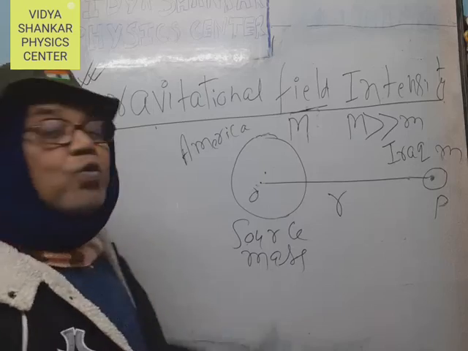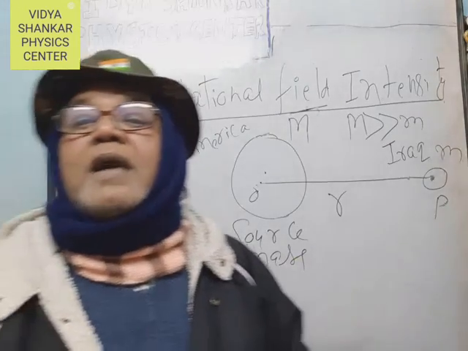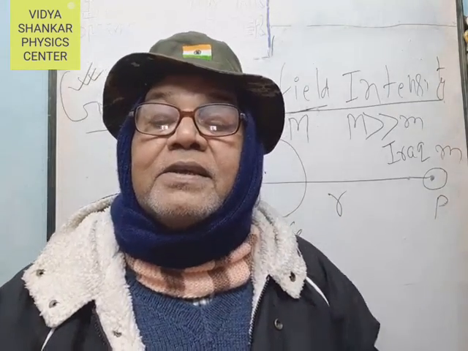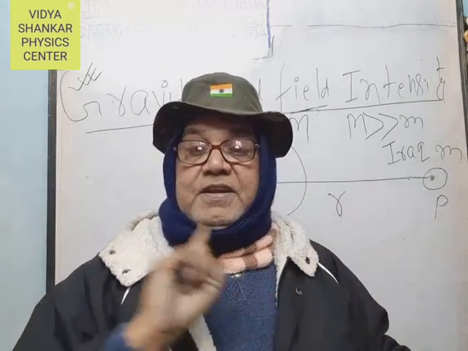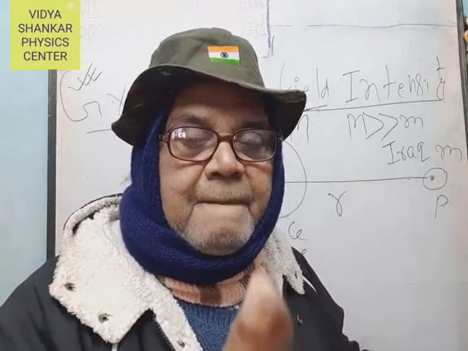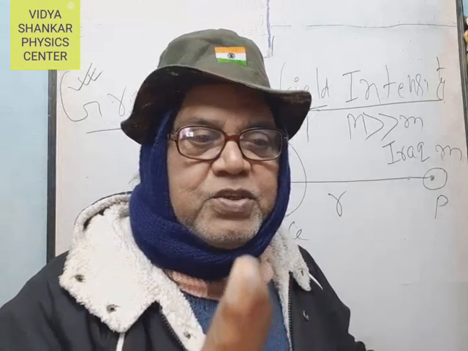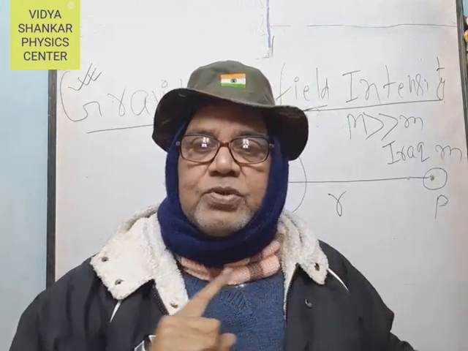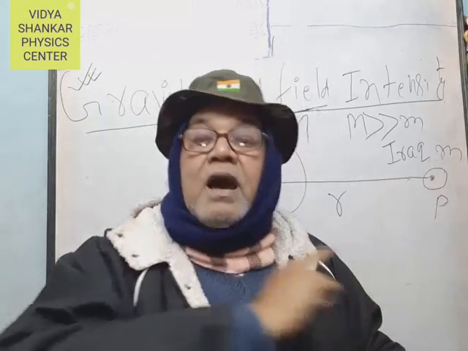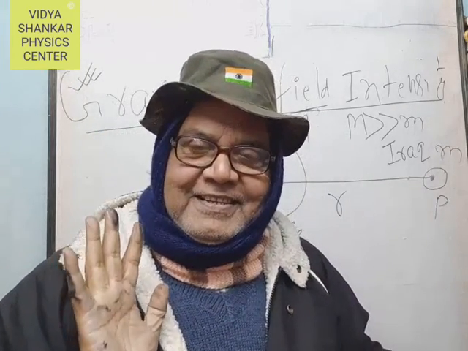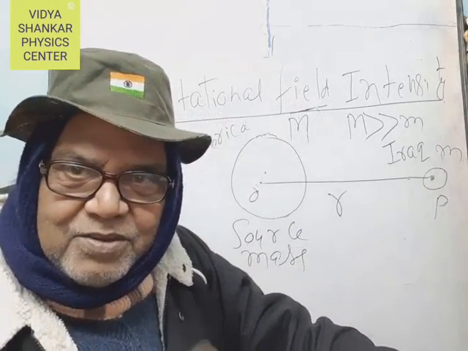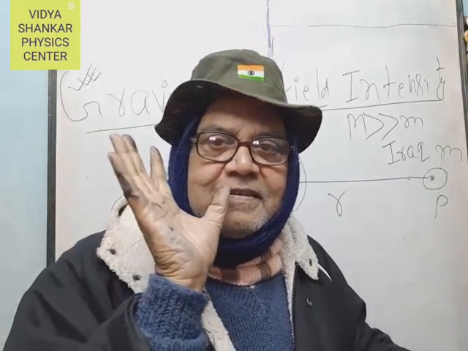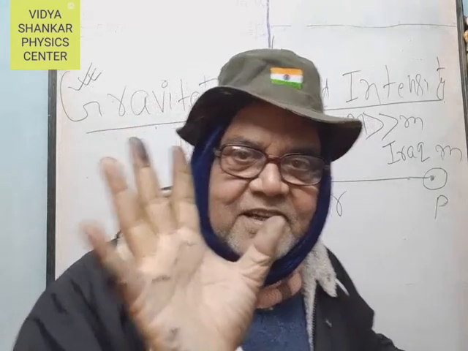Source mass is the mass due to which there is a formation of a gravitational field. Source charge, in electrostatics, is the charge due to which there is a formation of an electric field. In gravitation, it is mass; in electrostatics, it is charge. You will discuss this in 12th class.